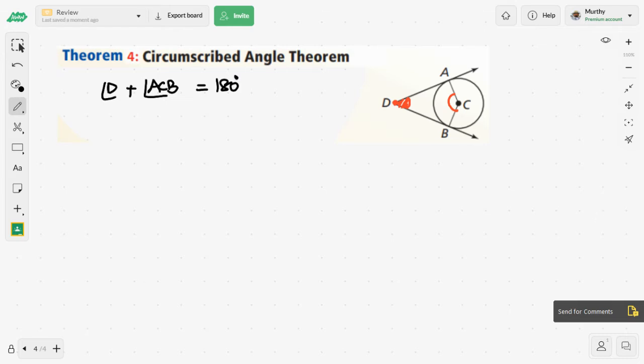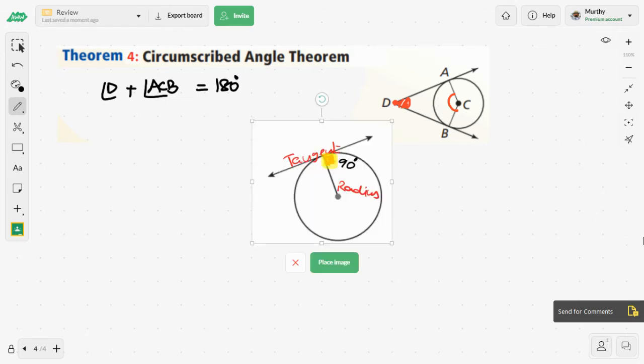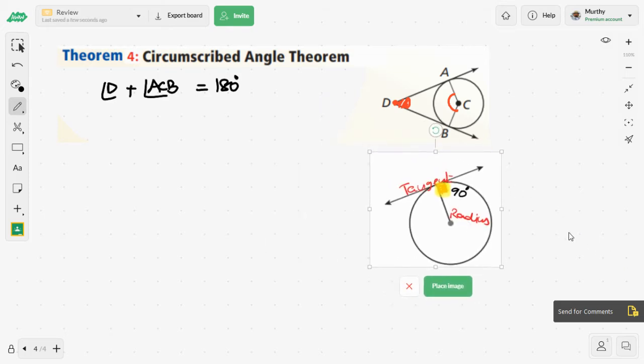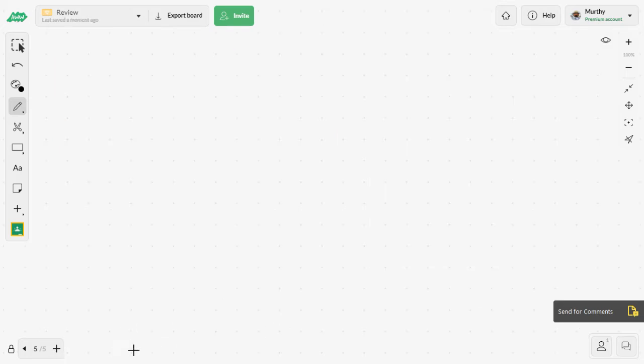Okay, one more important point to be noted, that suppose a tangent is given and a radius is given, this is one of the most important points because please remember that the angle between the tangent and the radius is always 90 degrees. This is always 90 degrees. Okay, so let's jump in and solve some problems.